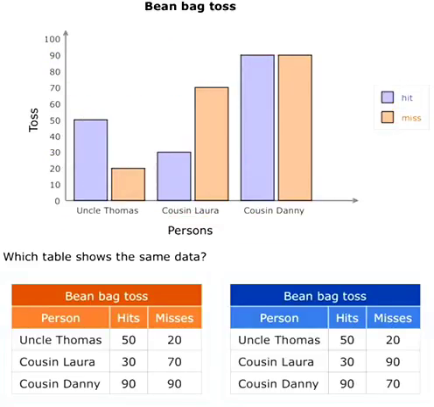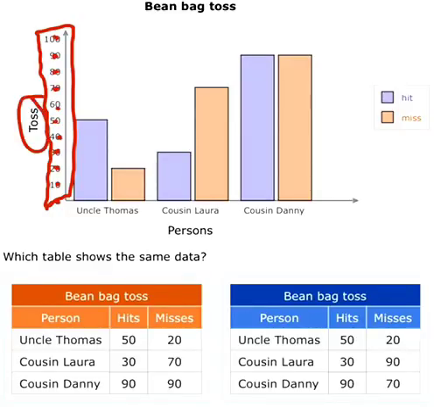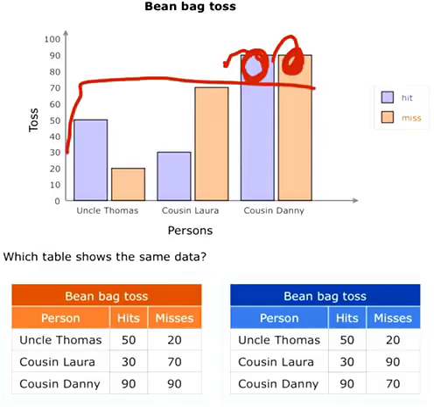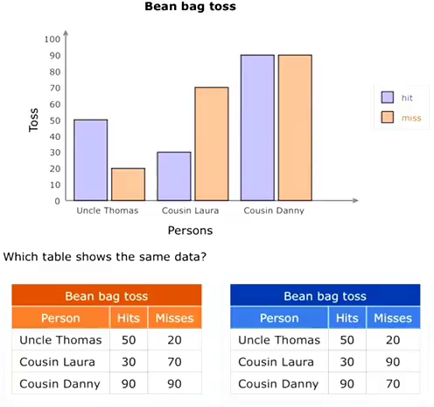We can see that this graph has increments of 10. It is counting by 10. 0, 10, 20, 30, 40, 50, 60, 70, 80, 90, 100. That's how many tosses, and this axis shows how many people. We can see here that Cousin Danny had the most hits and the most misses because both of his bars are above these.